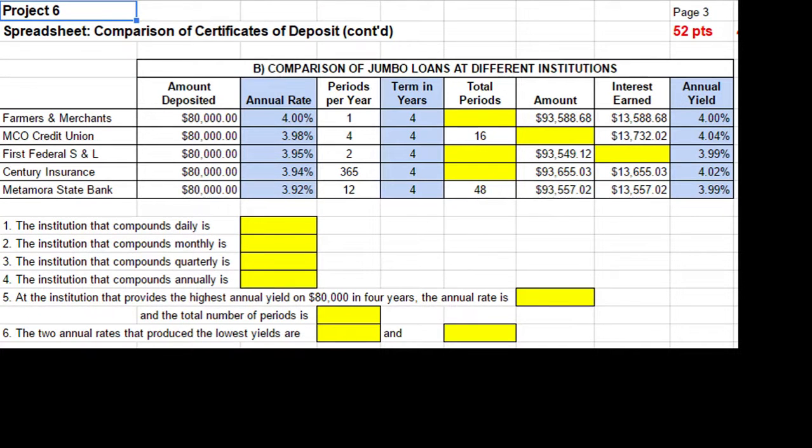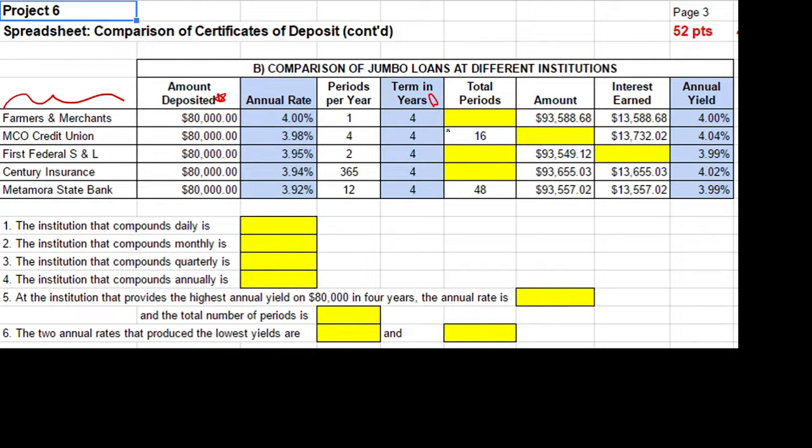Let's take a look at page 3 of project 6. Okay, so we have a table that is a comparison of jumbo loans at different institutions. So these are our institutions over here. We've got Farmers and Merchants, MCO, First Federal, Century, and Metamora State Bank. So they're all comparing an $80,000 deposit at a 4-year term.